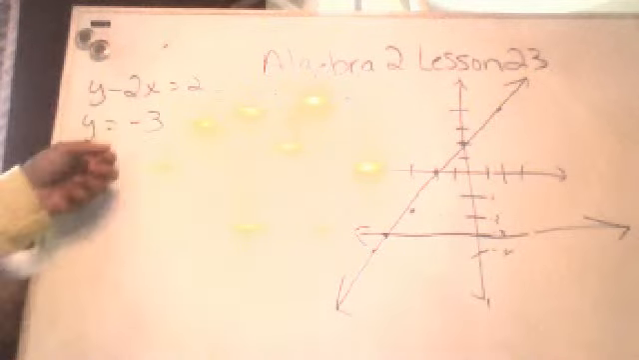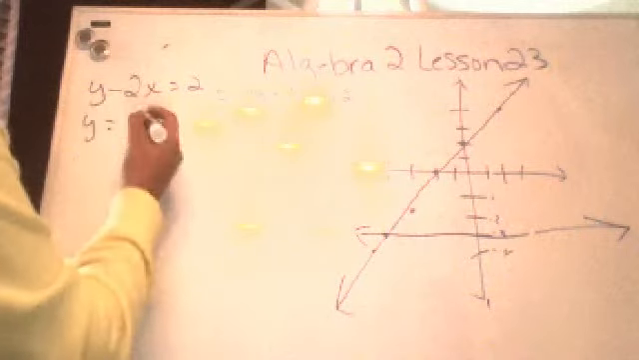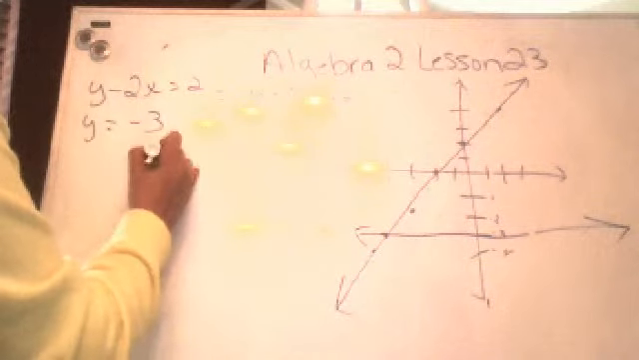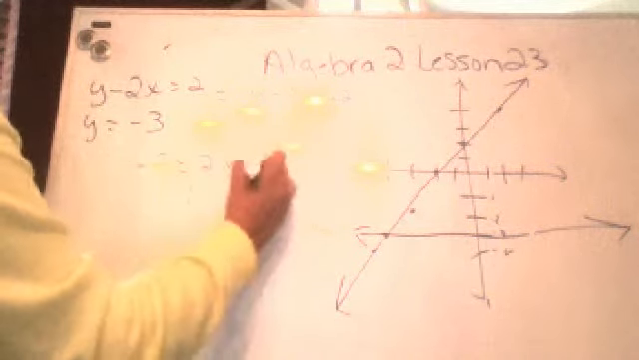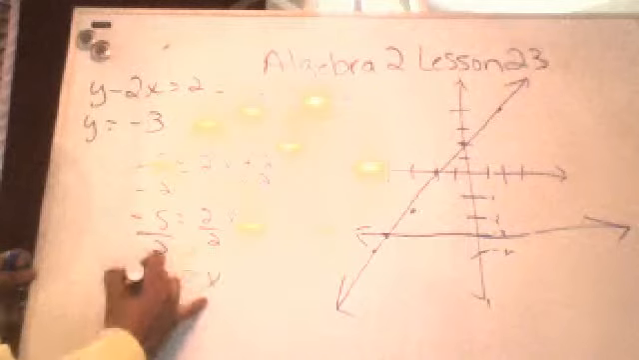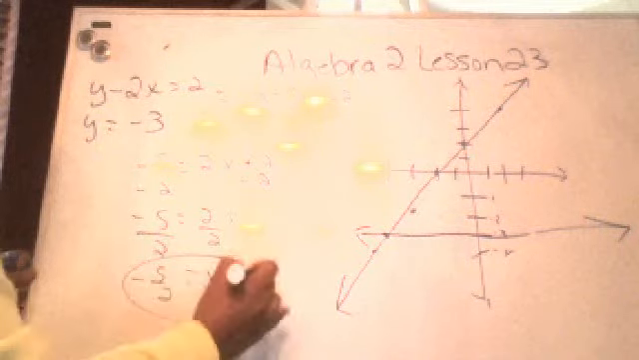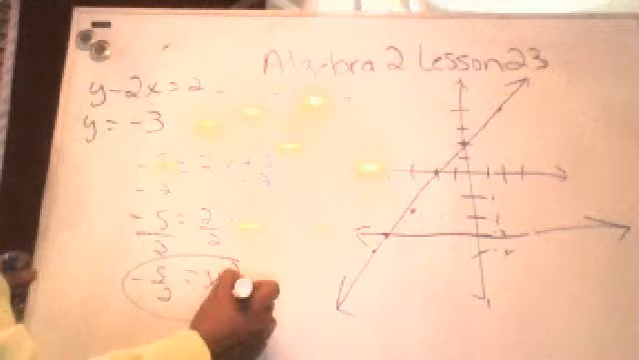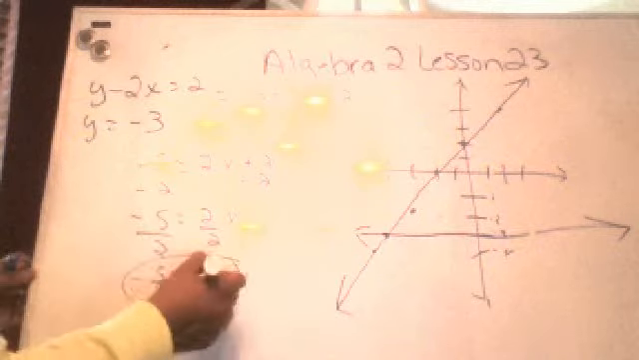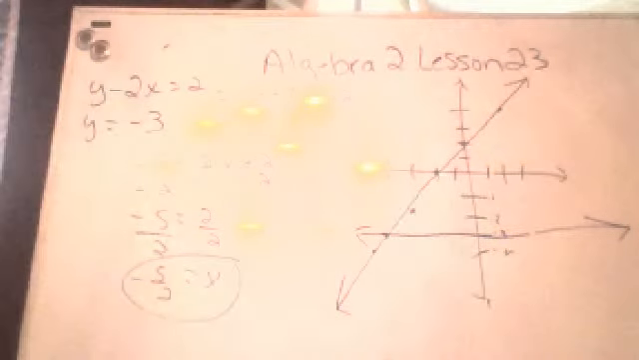Well, I'm going to use the substitution method. I have this. I simply replace y with what? -3. So -3 equals 2x plus 2. Subtract 2 from both sides, so -5 equals 2x. Divided by 2, x equals -5 halves. And then I substitute for y. So x is -5 halves, and we said y is -3. That's the same thing as -2.5 and -3.